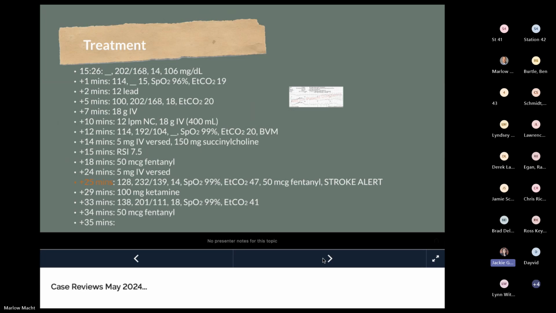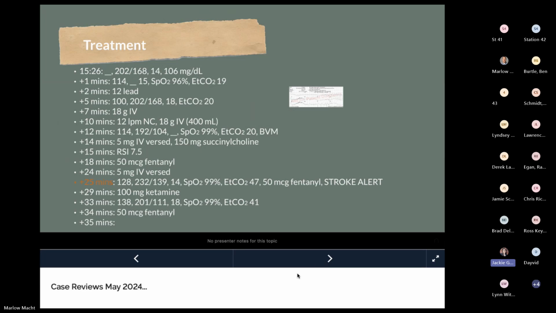They RSI'd him at 15 minutes, first pass with a 7.5 ET tube. At 18 minutes, they gave him post-intubation sedation, pain first, with 50 micrograms of fentanyl. At 24 minutes, they give him 5 of IV Versed for his post-intubation package. At 25 minutes, they initiate transport. He's still tachycardic at 128, hypertensive at 232 over 139, and tidal 47.